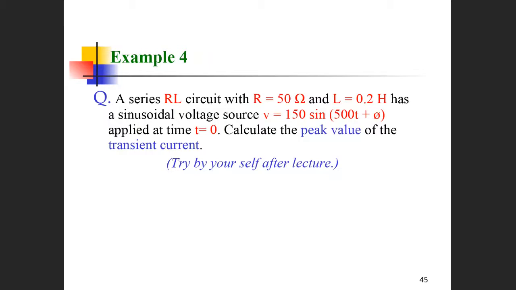Of course, example 4, you can try by yourselves. You can bring the resistance and the inductance into the formulas from the previous slide, with the voltage given here. 150 is the maximum value. The 500 is omega. This is the phase angle.